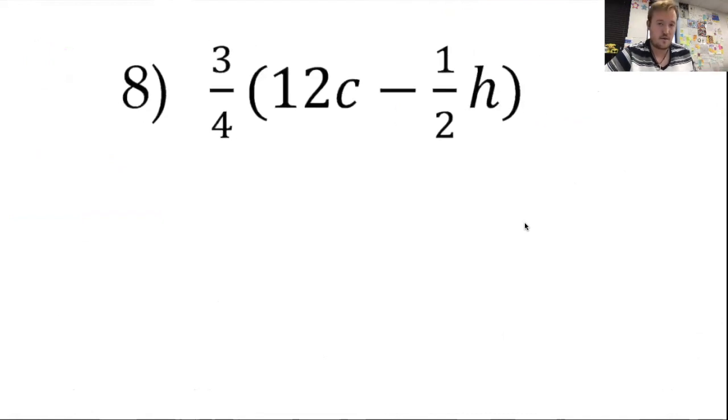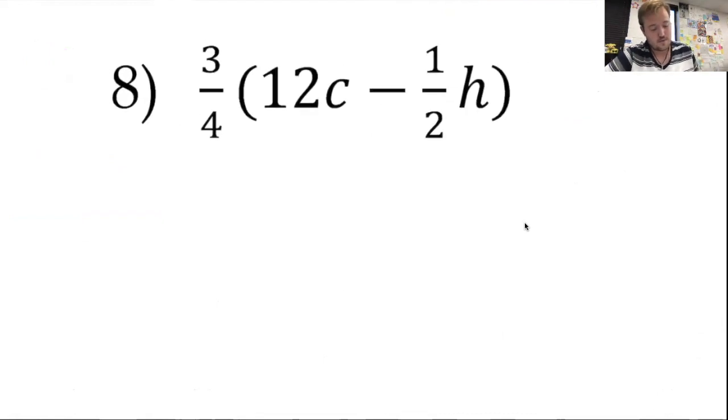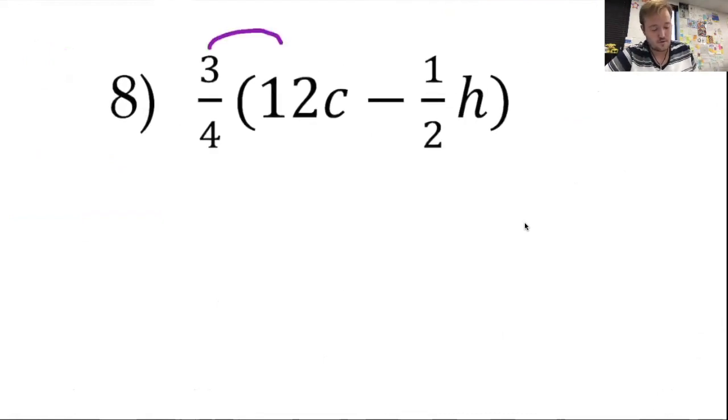So this is where kind of the honors extension is going to come into play. For on level, you may see some problems like this, but not as often. Honors, you're going to see a good amount of problems like this, where you're going to be dealing with fractions. So now we're going to be distributing the 3/4.